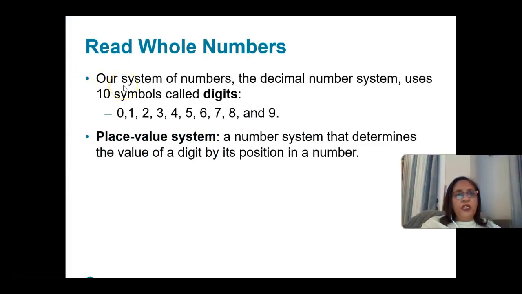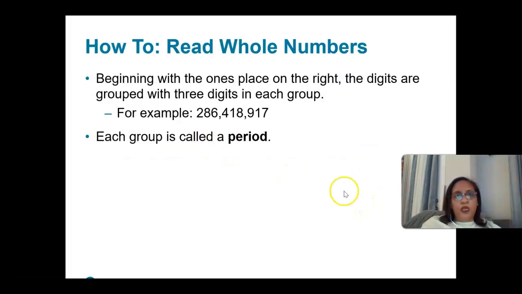Most people understand the decimal number system, but there are 10 symbols called digits, 0 through 9. And then they all have a place value system. Okay, so you can just read the definition there. How to read whole numbers, beginning with the ones place, right? So the digits are grouped with 3 digits in one group. The digits are grouped by 3. Okay, so we go hundreds, then we go 100,000, and then we go a million.